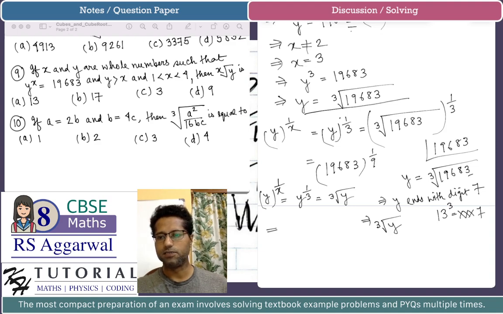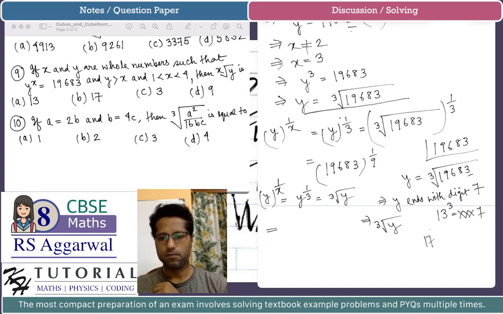Now, y ends with the digit 7, so we are trying to figure out the ending digit of the cube root of y. 13 cubed is ending with the digit 7, so 13 can be a possible correct choice, but we do not know yet, because 13 cubed has to be equal to y. And what about 17?